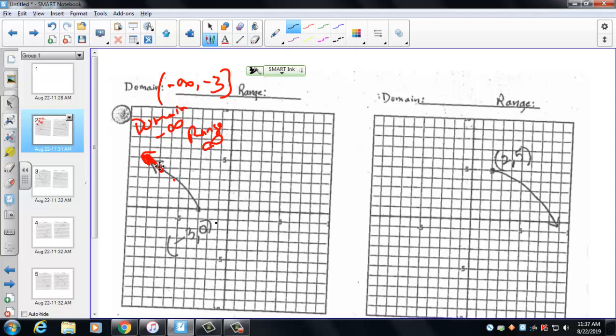Well, the lowest point on the graph is right here. That's the lowest point. That lowest point is 0. What's the highest point? Infinity. But it's bracketed, right? What's bracketed? Zero. Yeah, I bracketed it.